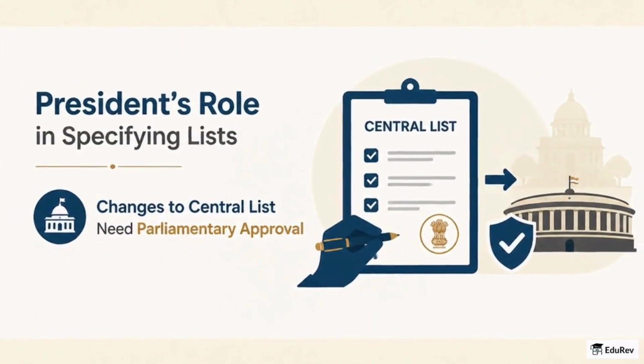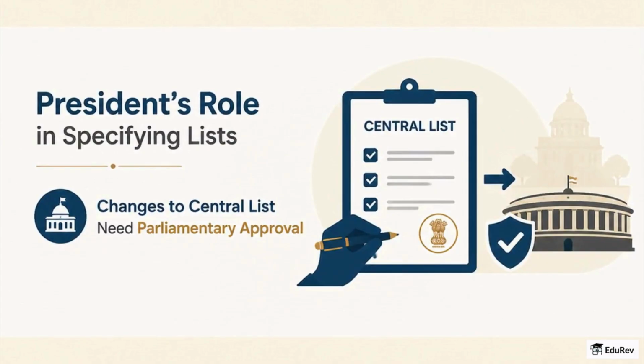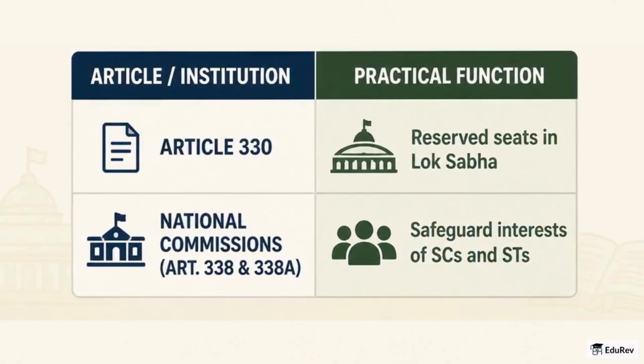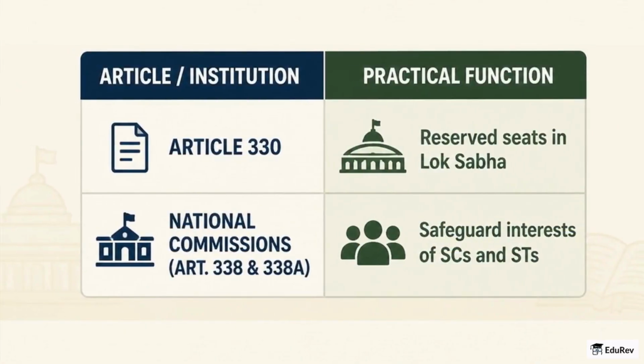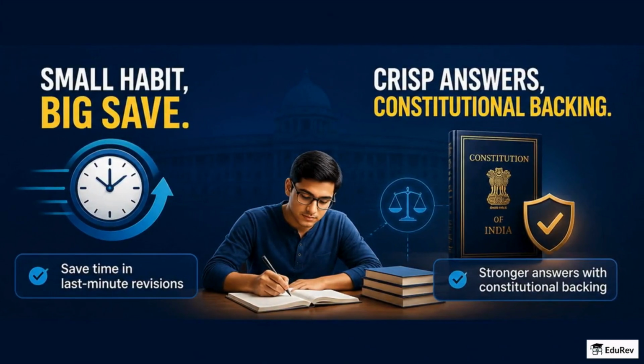Also remember the role of the President in specifying lists and the requirement for parliamentary approval for changes to the central list in some cases. To revise efficiently, make a two-column chart mentally: article or institution on the left and its practical function on the right, like Article 330 equals reserved parliamentary seats. That small habit will save your time during last-minute revisions and help you craft crisp answers with constitutional backing.